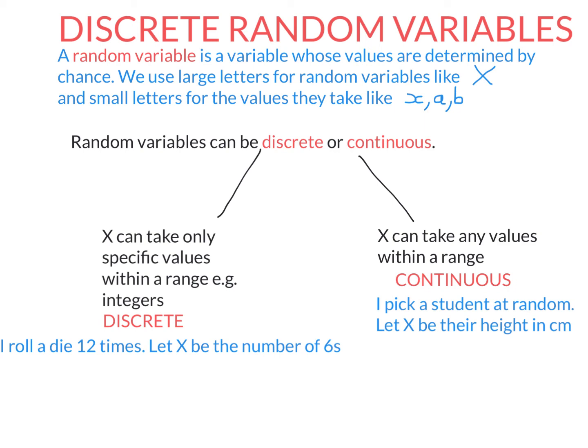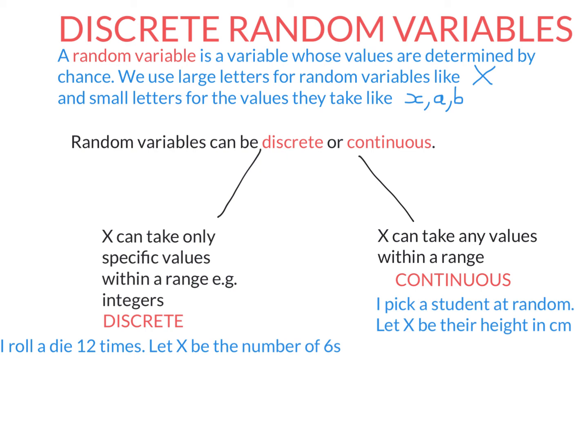Now, the reason it's continuous is if you look at someone's height in centimeters, it can really take any value within a range. So the height of the student could be 168 centimeters or 180 centimeters, but it could also be 172.39 centimeters or 172.415 centimeters. There really isn't a limit on the number of values here that X can take. It can take infinitely many values between a range.